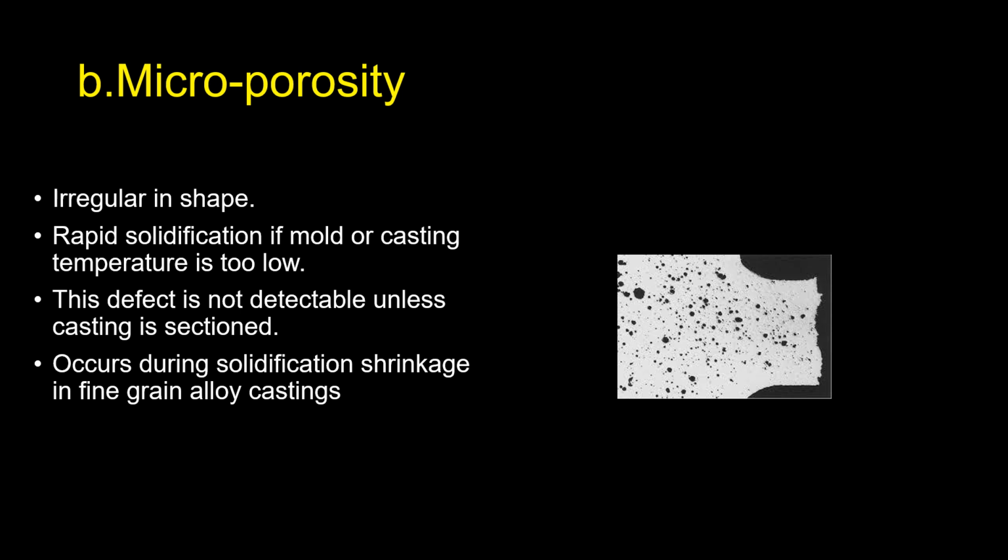Microporosity is usually irregular in shape, which occurs due to rapid solidification. This defect is not detectable on the surface. It will be seen within the casting, so it can be sectioned and viewed under a microscope. This occurs due to solidification shrinkage in the fine grain alloys in the casting.